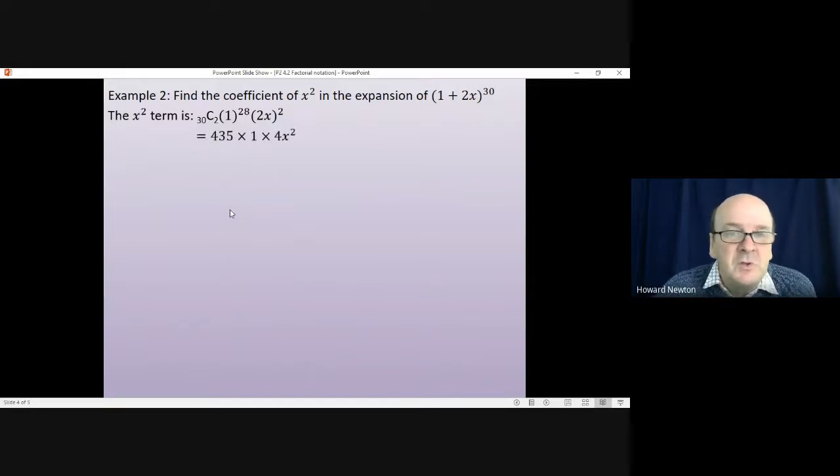30 choose 2, you could do that just on your calculator. That will give you 435. 1 to the power of 28 is just 1, and 2x all squared gives us 4x squared. Multiplying those together gives us 1,740 x squared. And 1,740, that's the coefficient of x squared. So if we'd written down these brackets, all 30 of them, multiplied them all together, collected together the x squared terms, in total, there would have been 1,740 x squared.